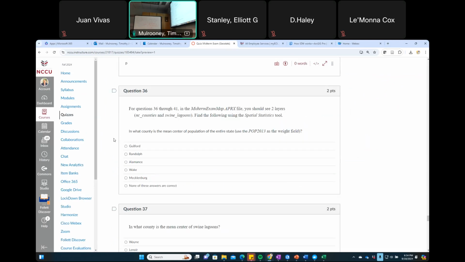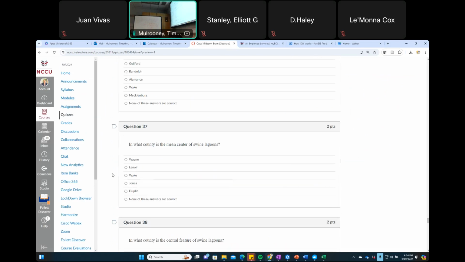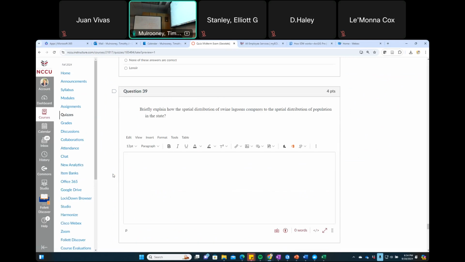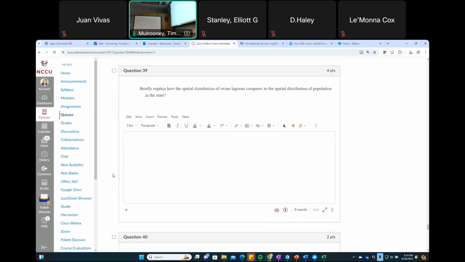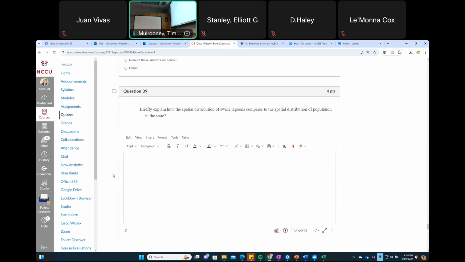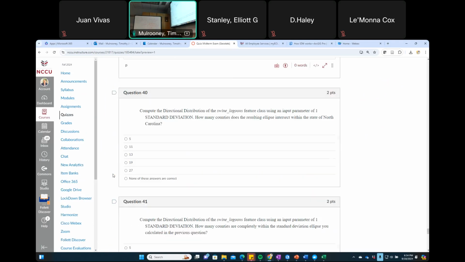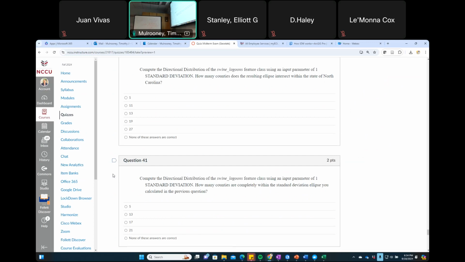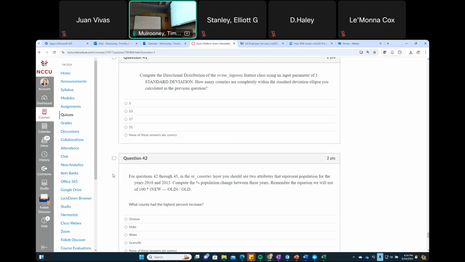Okay, last few questions here. This is what we're going to focus on today: what county is the mean center of population for the entire state? What county is in the center of swine lagoons? What county has the central feature? And then briefly describe the spatial distribution of swine lagoons compared to the population in North Carolina. And then we do something with standard deviation ellipses that we'll look at for homework.